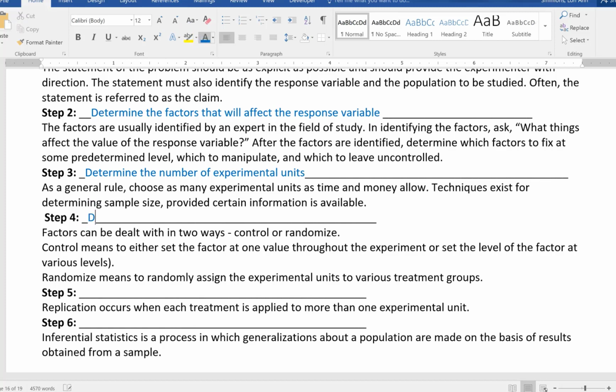Step 4, determine the level of each factor. Factors can be dealt with in two ways, control or randomize. Control means to either set the factor at one value throughout the experiment or set the level of the factor at various levels. Randomize means to randomly assign the experimental units to various treatment groups.